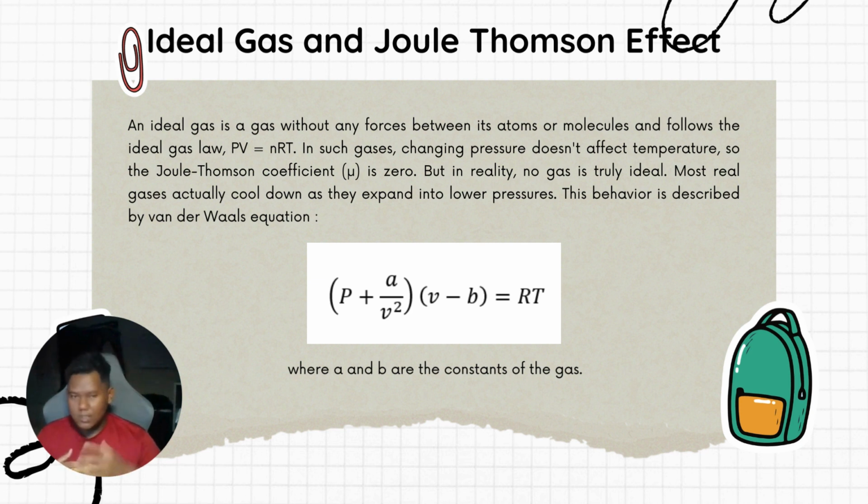But in reality, no gas is truly ideal. Most real gases actually cool down as they expand into a lower pressure. This behavior is described by the van der Waals equation, which is (P + a/V²)(V - b) = RT, where a and b are constants of the gas.